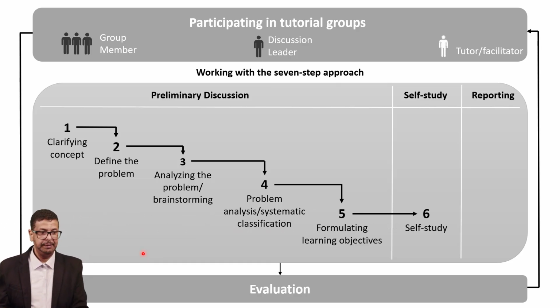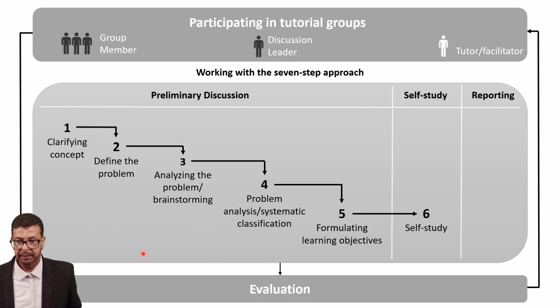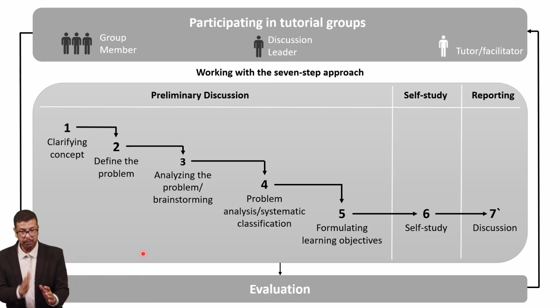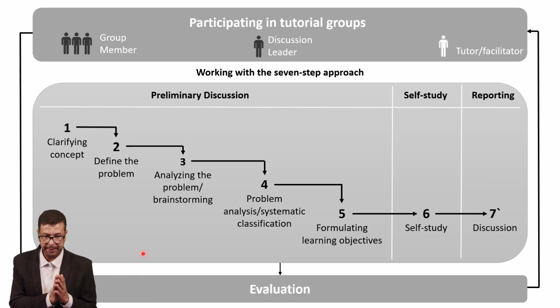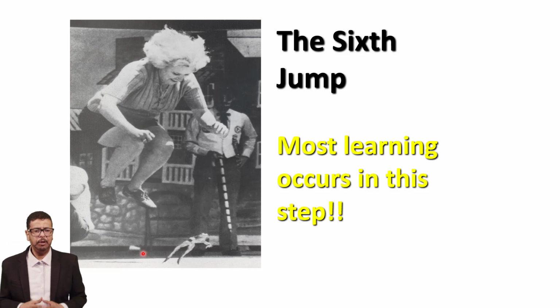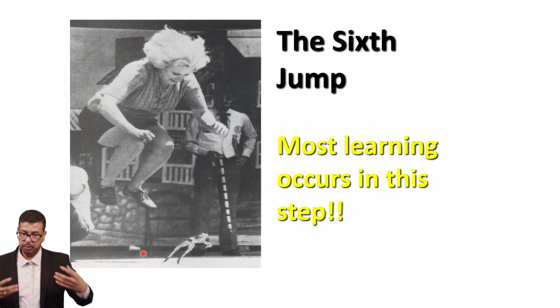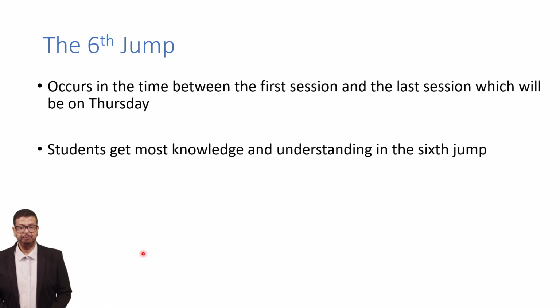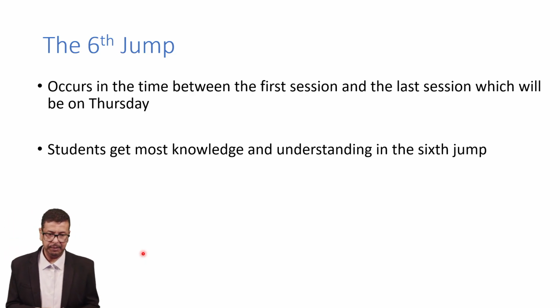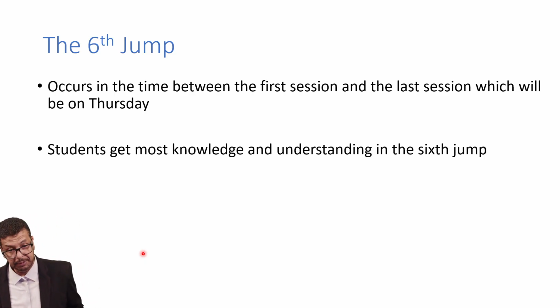Then we'll go to the sixth step, which is about self-study, learning from different resources, and so on, and the final step about the discussion. Now we'll go to the sixth step, or jump number 6. Most of the learning takes place here, because the first session is basically for discussion, brainstorming, and identifying the gaps. So the learning will take place here. And the sixth jump occurs in the time between the first session and the second session. So if the first session is on Monday, the second session might be on Thursday.